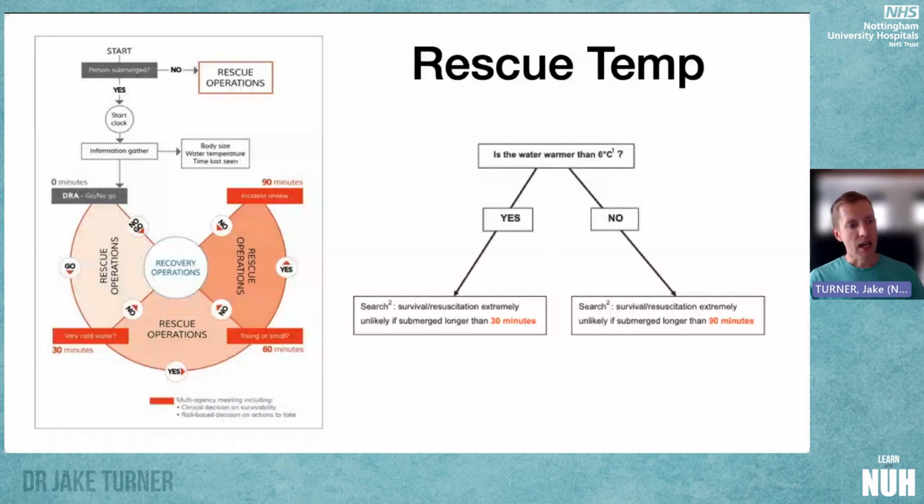One thing to say, though, is that if there's any possibility of any air pockets after patients become submerged, such as they're in a vehicle that's gone underwater, or there's been any indication that there's been an intermittent submersion, then we'll always rescue them for an extended period of time. If the water is very cold, then we'll extend that rescue period to about 60 minutes. And if the patient is very young or small, then we'll extend it to 90 minutes.